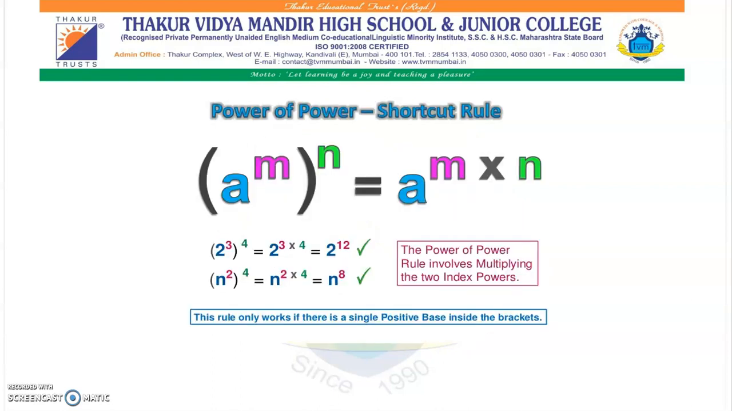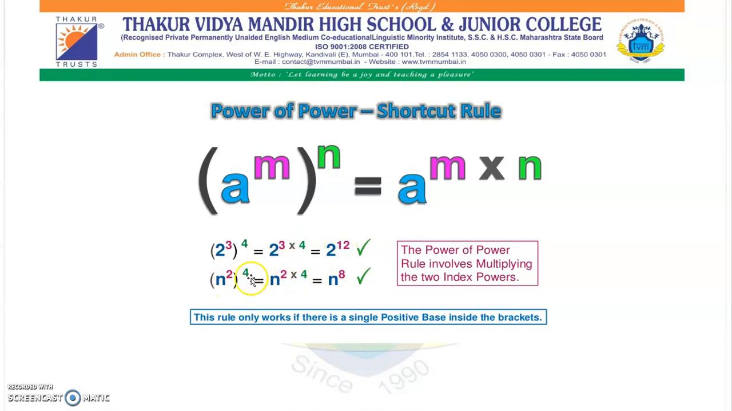Next rule. a raised to the power m, raised to the power n. When we open the bracket, it will become equal to a raised to m into n. So, for example, 2 raised to the power 3, here m is 3, a is 2, and n is 4. When we open the bracket, powers get multiplied. Equal to 2 raised to 3 into 4, equal to 2 raised to 12.